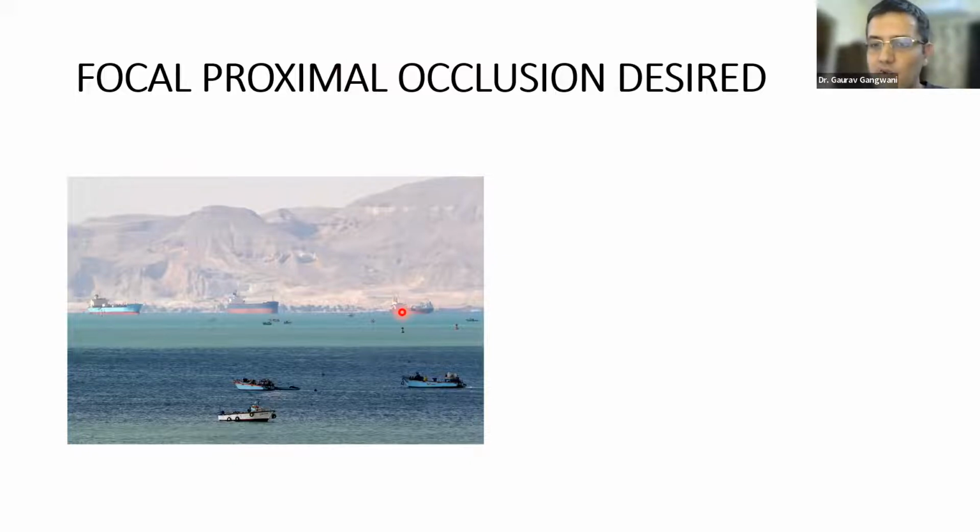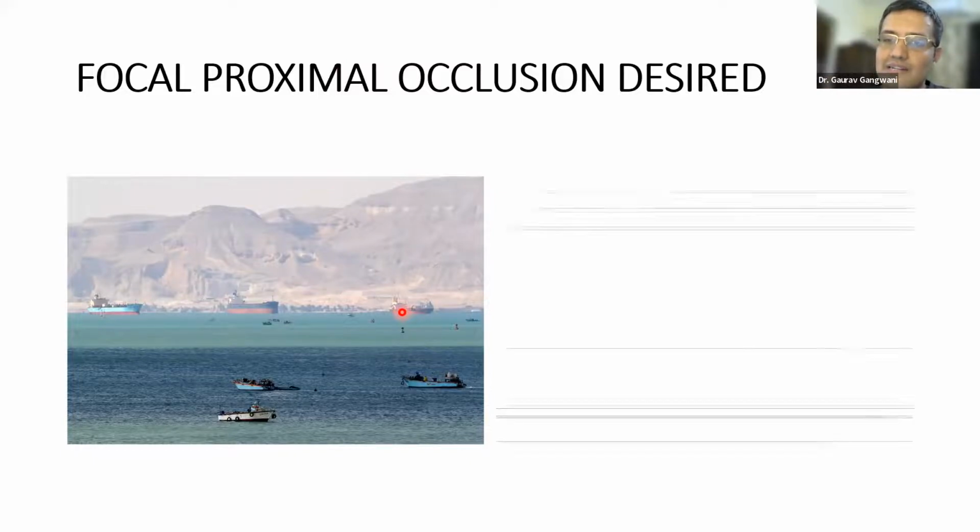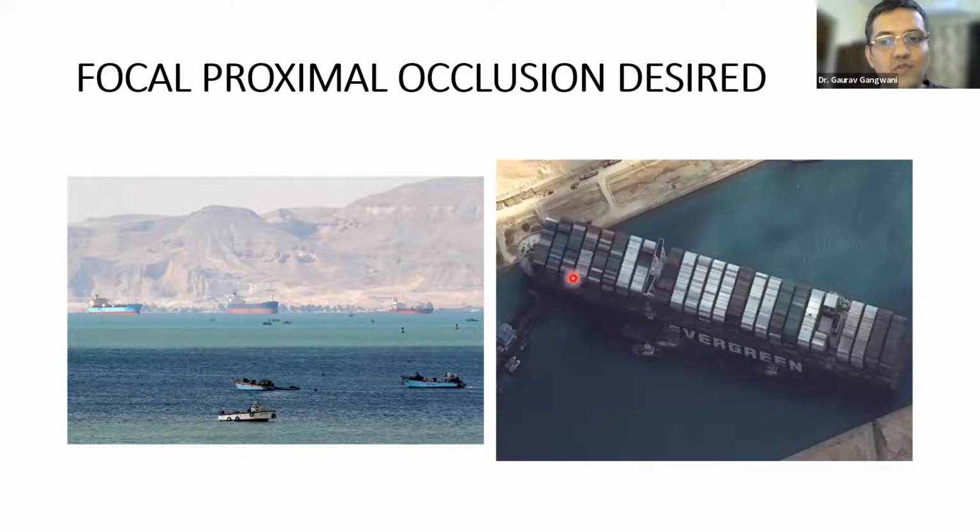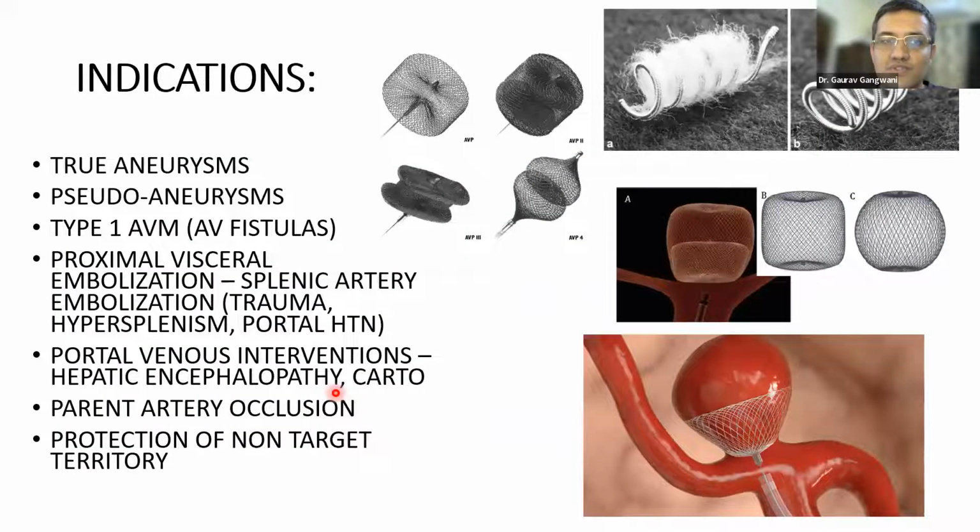You would require a focal large embolic agent that can occlude the vessel completely. So if you want to occlude the Suez Canal, only a large cruiser ship can do that, and tiny boats won't do anything to it. So what are these proximal embolic agents? They are coils, both fibered as well as non-fibered, which can be very well used. They are Amplatzer vascular plugs.